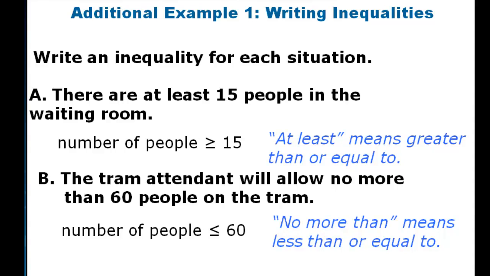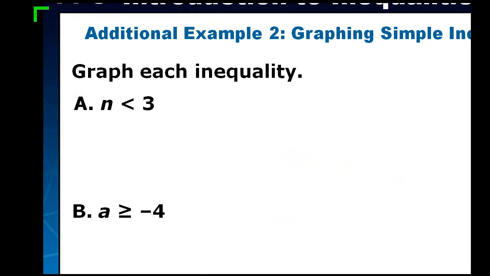So the number of people will be smaller than or equal to 60. 60 is the maximum number. I cannot have 60.1. I cannot have 61. I have only 60 chairs, so only 60 people can join the tram, okay? More examples.